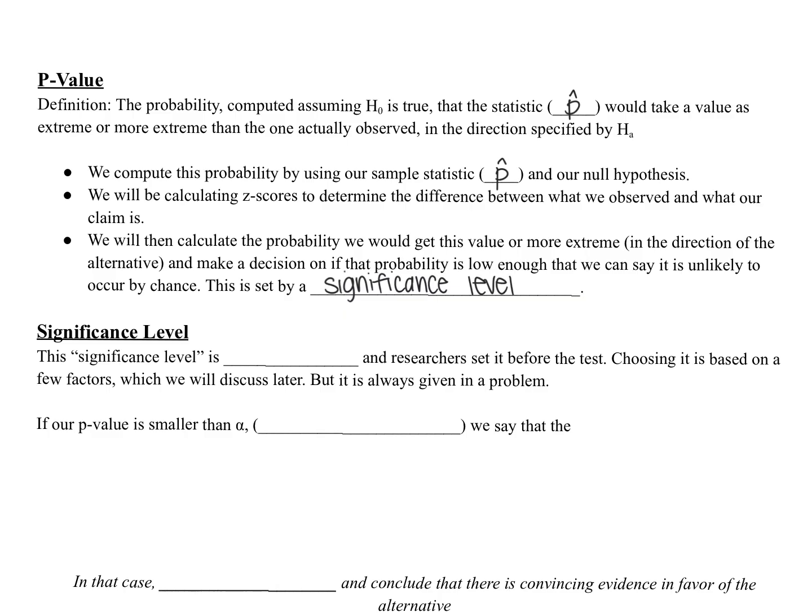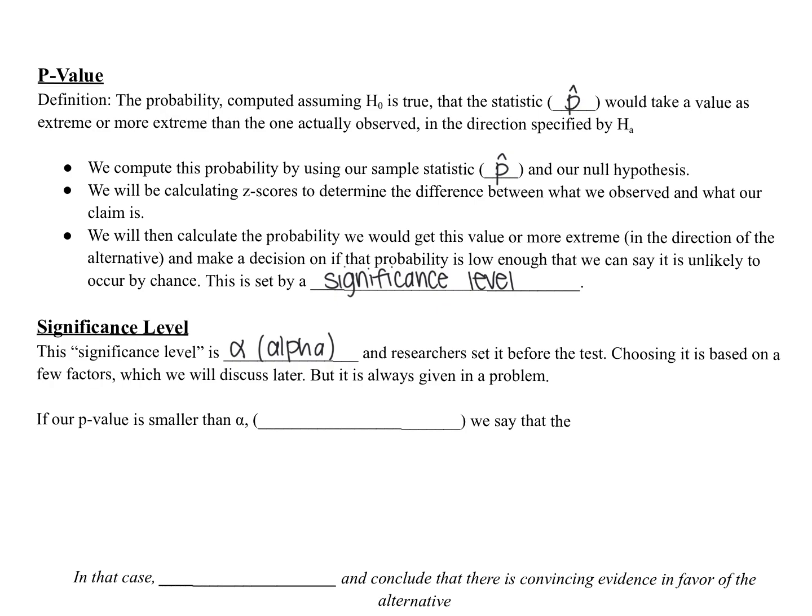So now we're going to talk about what a significance level is. A significance level is denoted by the Greek letter alpha. And it is also set before a test. We are going to talk more in section 3 about how your significance level is chosen. There are always a few factors that go into it, but it's either given in the problem or it's always assumed to be a specific value. And if it's not given to you in a problem, we always assume that alpha is 5%. And we'll talk about more reasons in section 3 on why that is.